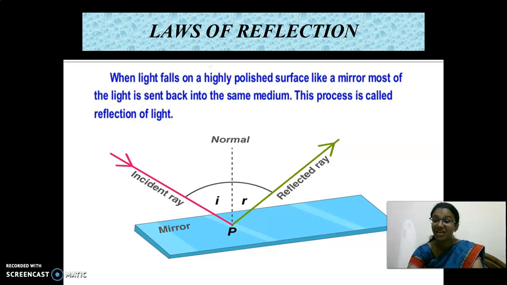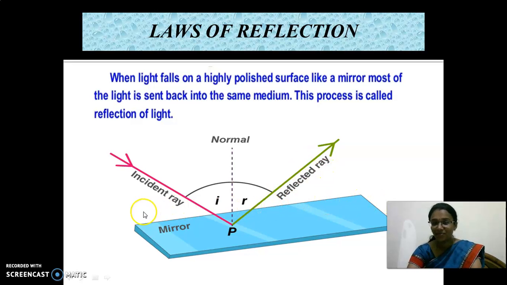I told you already, right? Reflection of light: it comes and falls and bounces back again. The ray which comes and falls is called the incident ray. What is it? Incident ray. The ray which first comes and falls on the object is called the incident ray, and the ray which gets reflected is called the reflected ray. What is it? Reflected ray.